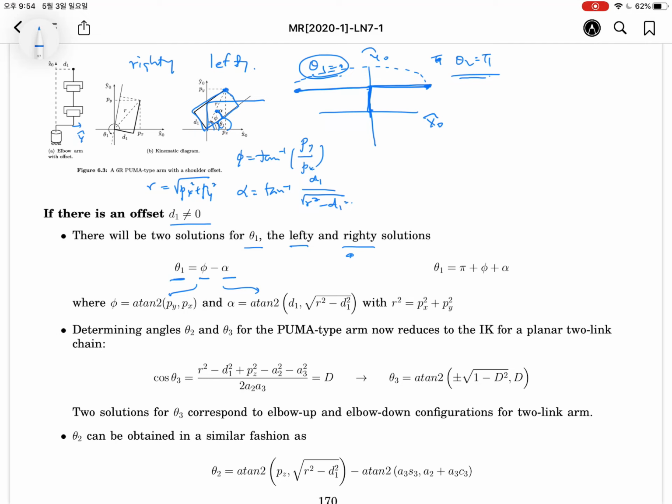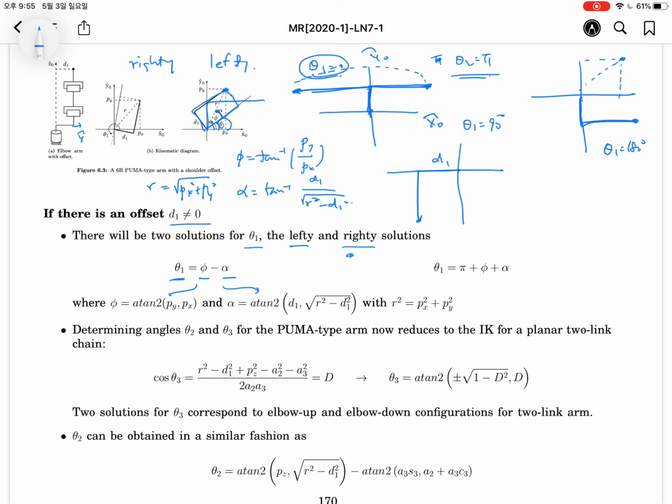Theta 1 is 0, but by applying theta 2 as pi, the end effector coordinate is greatly varied into here. And then let's apply 90 degrees to theta 1. This will be this one, so d1. Is that right? One more. If you consider theta 1 as 180, maybe we have this one. Is that right?